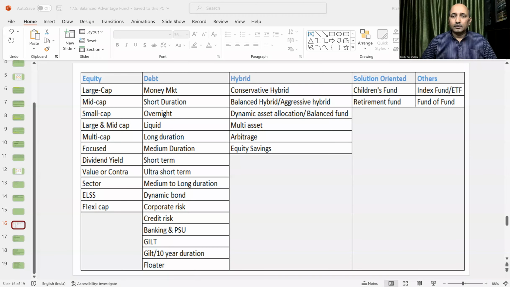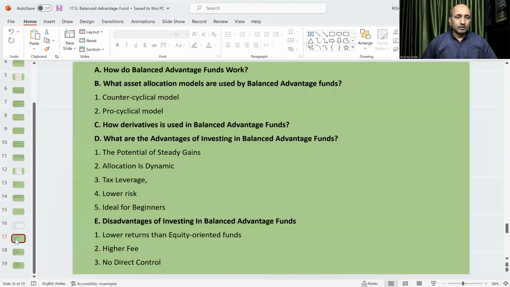Then we have seen 16 types of different categorization of debt mutual fund. Then we have seen index fund, and then under hybrid categorization, we have seen arbitrage, equity savings, conservative hybrid, and balanced fund. Today we will see the balanced advantage fund, which is also known as dynamic asset allocation fund.